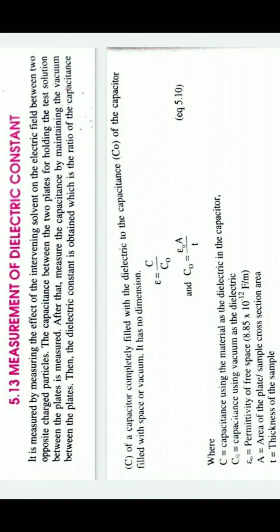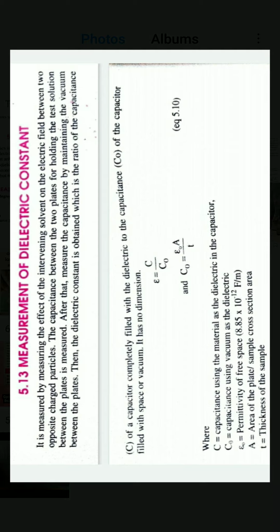So epsilon equals C upon C0, where C is the capacitance using the material, meaning the test solution capacitance between the two plates. C0 is the capacitance using the vacuum. Epsilon 0 is the permittivity of free space. A is the area of the two plates and T is the thickness of the sample used here.